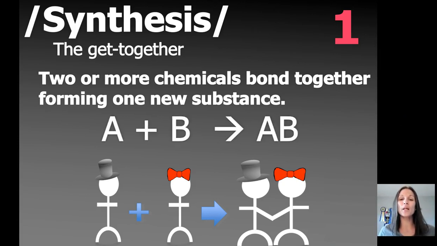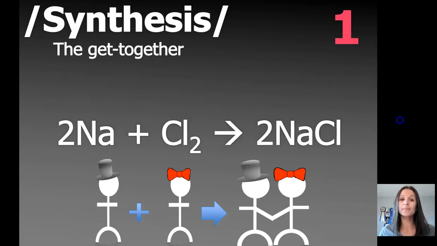Simplified equation would be A plus B yields AB, or an actual example would be sodium plus chlorine yields sodium chloride.